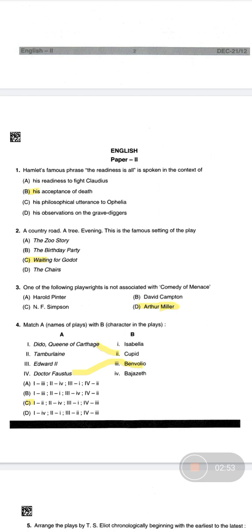Coming to the second question. Our second question is: a country road, a tree, evening is the famous setting of which play. Very easy. It is the famous setting of the play Waiting for Godot. Waiting for Godot is written by Samuel Beckett. It is an absurd play in which two characters, Vladimir and Estragon, appear. In many exams of English literature, the short name of Vladimir is asked.